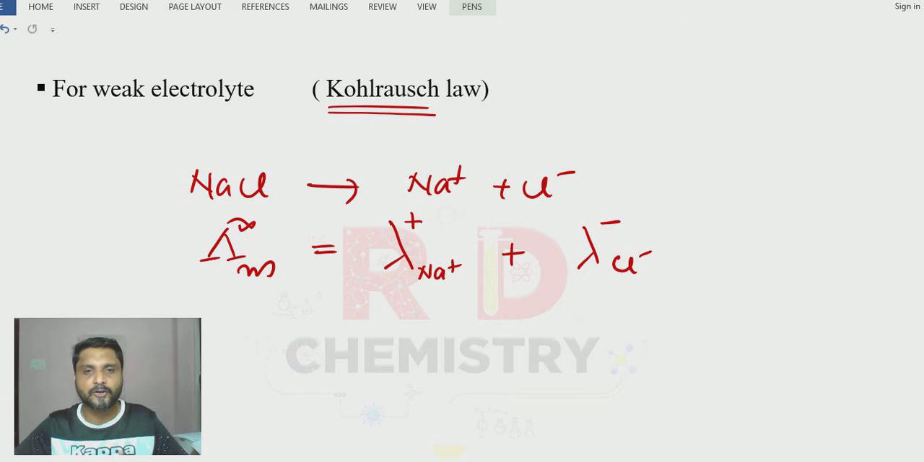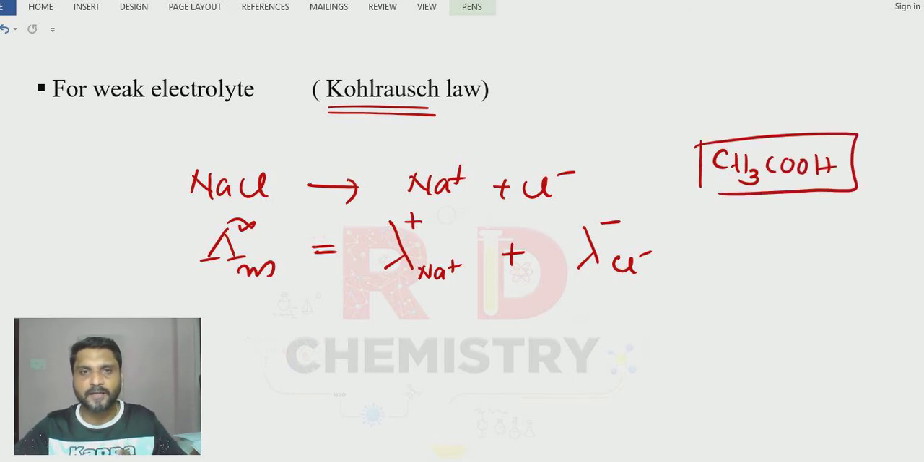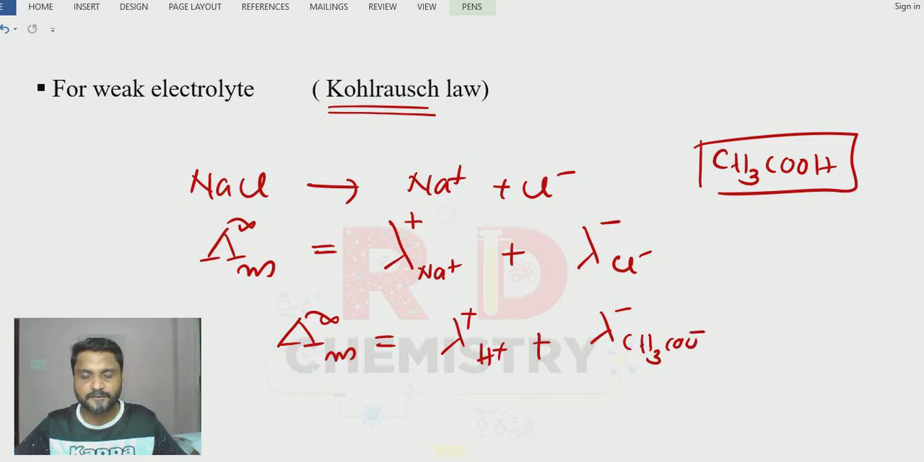But this is a strong electrolyte. Okay. For strong electrolyte, we can use the Debye-Onsager equation, or this one also, right? Now, suppose it is a weak electrolyte. For weak electrolyte, we cannot calculate the limiting molar conductivity. Therefore, Kohlrausch law is very useful. So, how to write that now? Limiting molar conductivity for a weak electrolyte like acetic acid is the lambda plus of H plus ion plus lambda minus of acetate ion CH3COO minus.